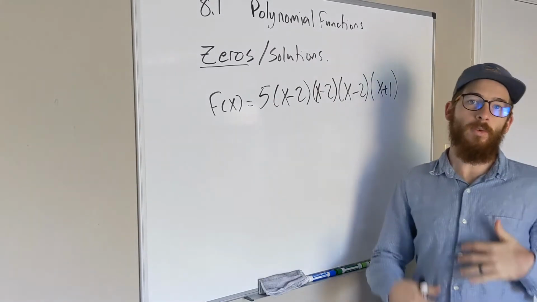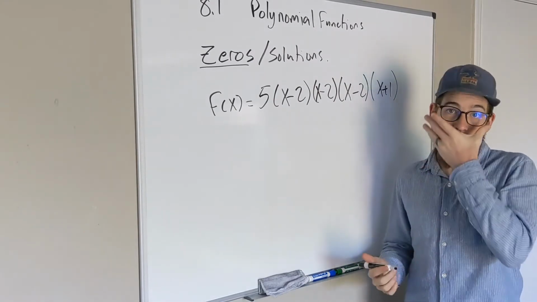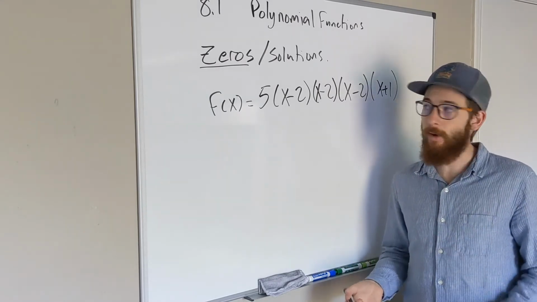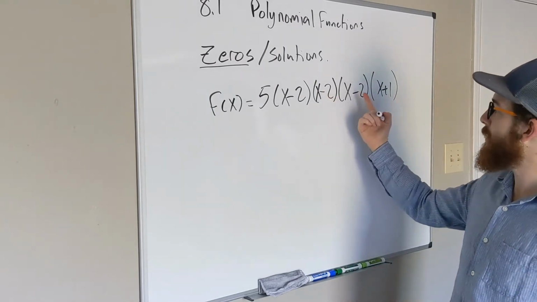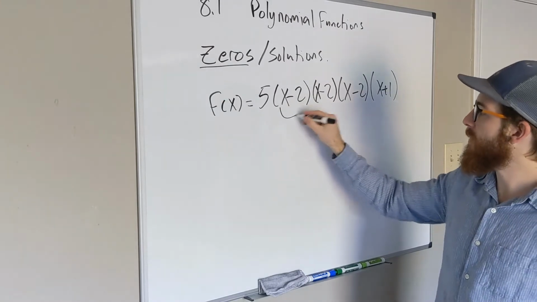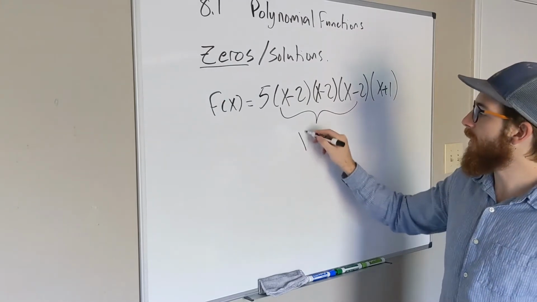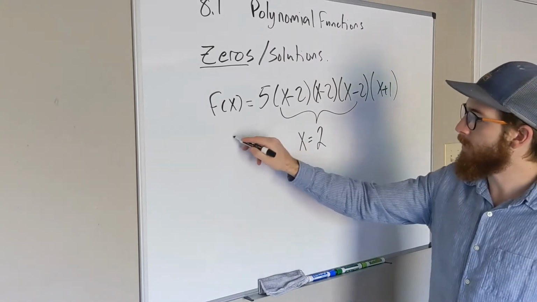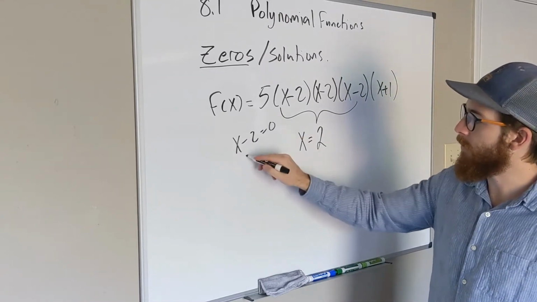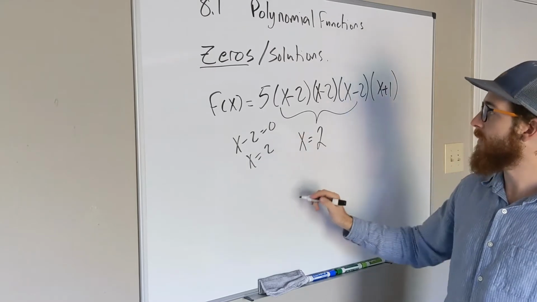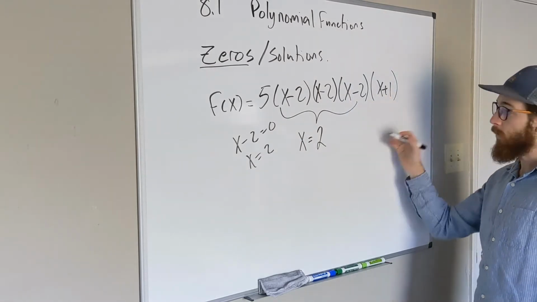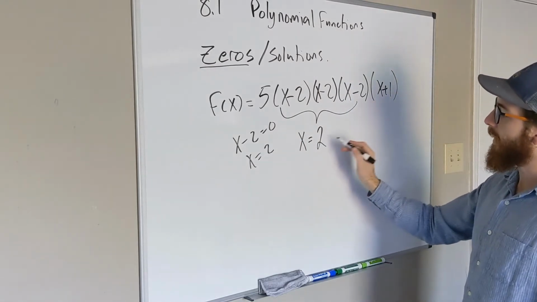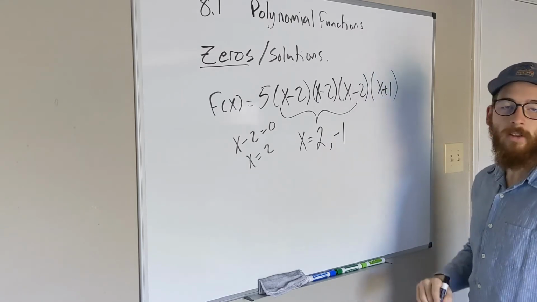Okay, so remember, in order to find the zeros, we set each piece to 0. So x minus 2, x minus 2, x minus 2, and x plus 1. But since these 3 are the same, they're all going to give me x equal what? 2. Remember, x minus 2 equals 0. Add 2 to both sides. Same thing here, subtract the 1. So x equals 2 and negative 1.